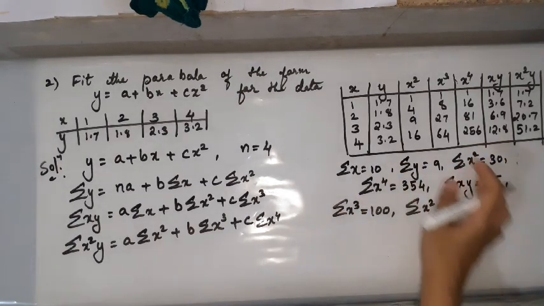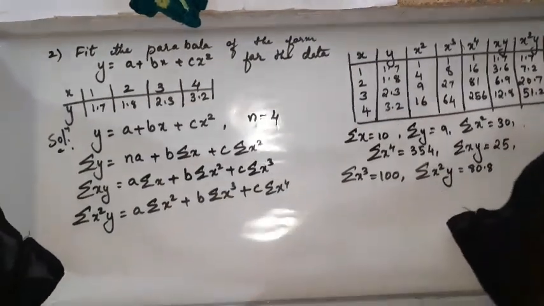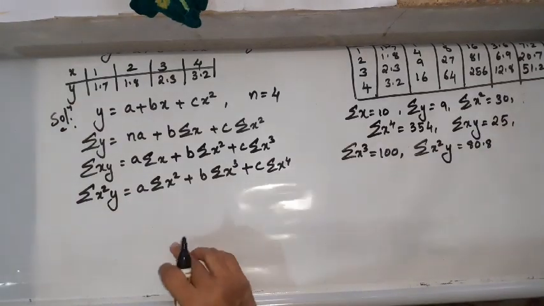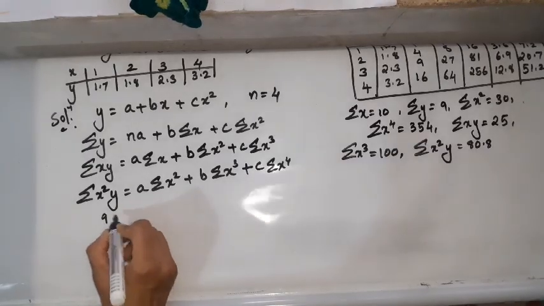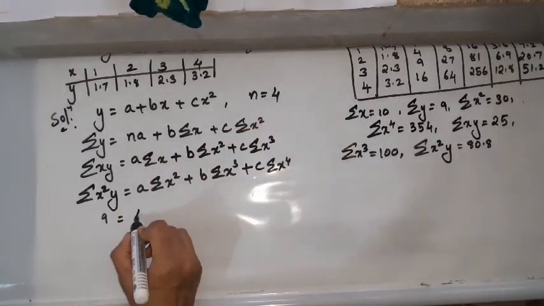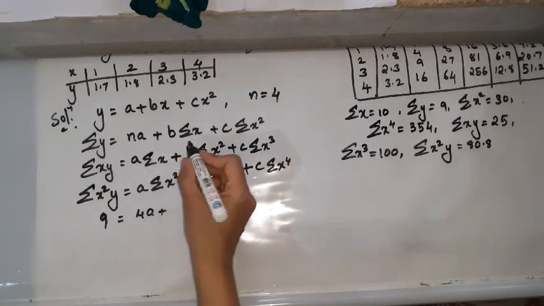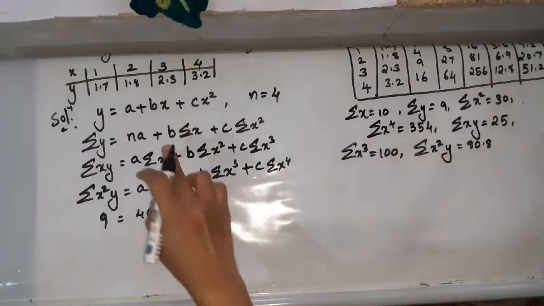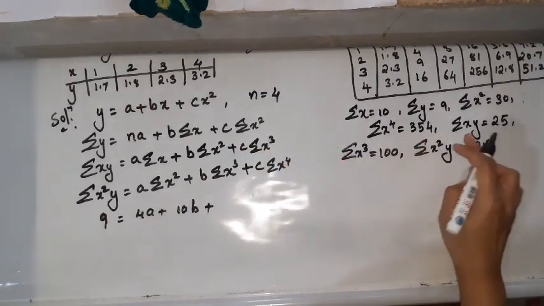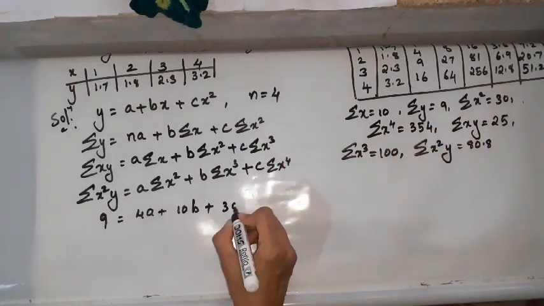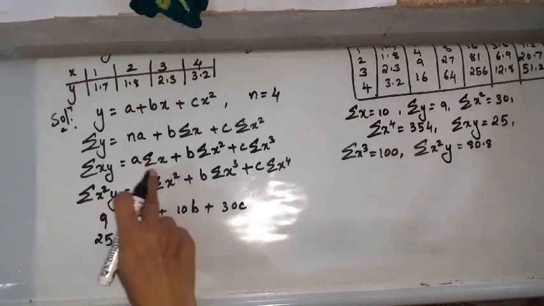Okay. Now, once we are done with this, let us substitute all of those in our normal equations over here. Let us substitute those values in our normal equations. So, summation y, it is 9 is equal to, n value is 4, so 4a plus b into summation x. B is as it is, summation x is 10. 10b you get plus last value summation x square, it is 30c. Next, do the substitution for xy. Its summation xy is 25.